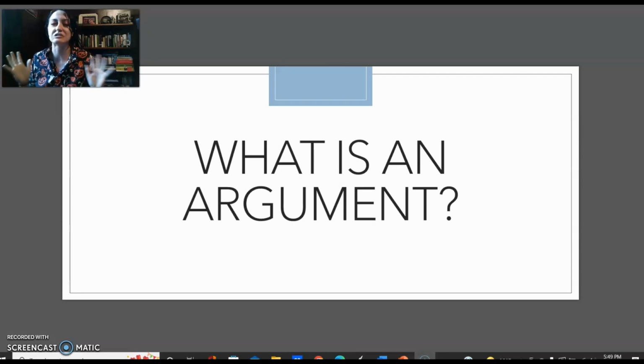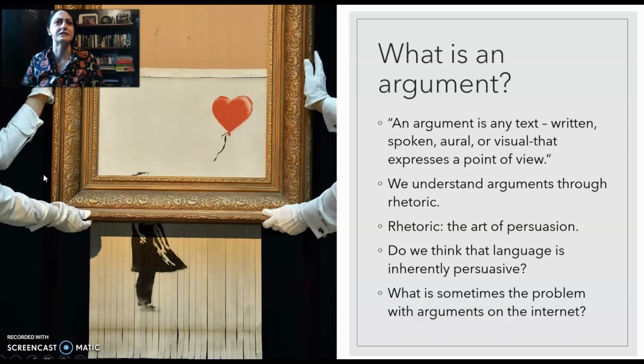So, before I go any further, let's talk about what an argument is and why, in an English course, I need to know what an argument is. So let's start from there. What's an argument? Why do we need to know?